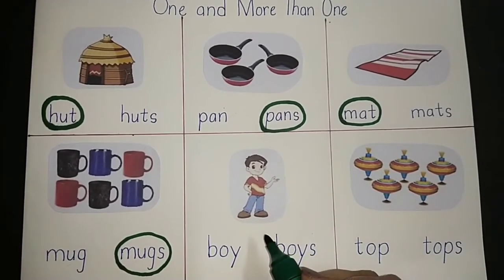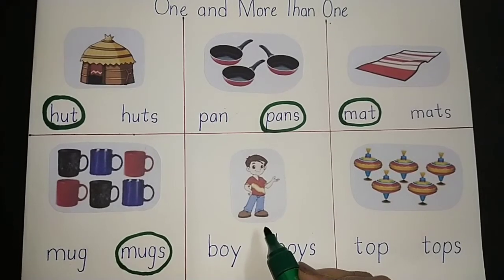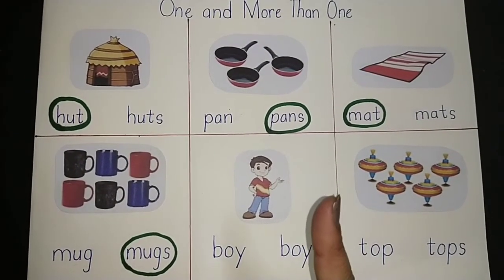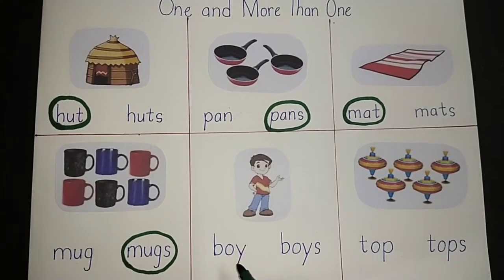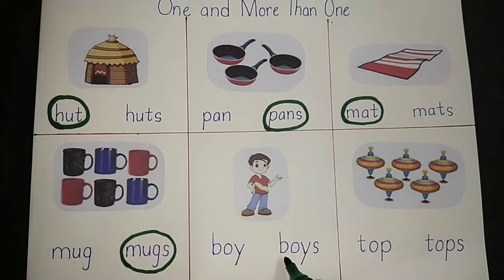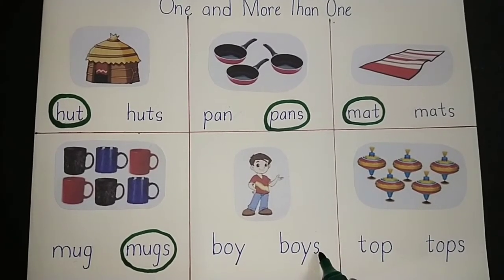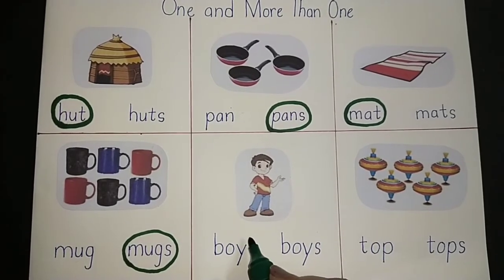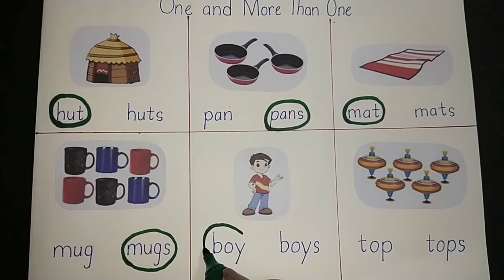Now kids, tell me, who is he? He is a boy and there is only one boy. So which is the correct word? B-O-Y, boy, or B-O-Y-S, boys? Yes, there is one boy. So we will circle the word boy.